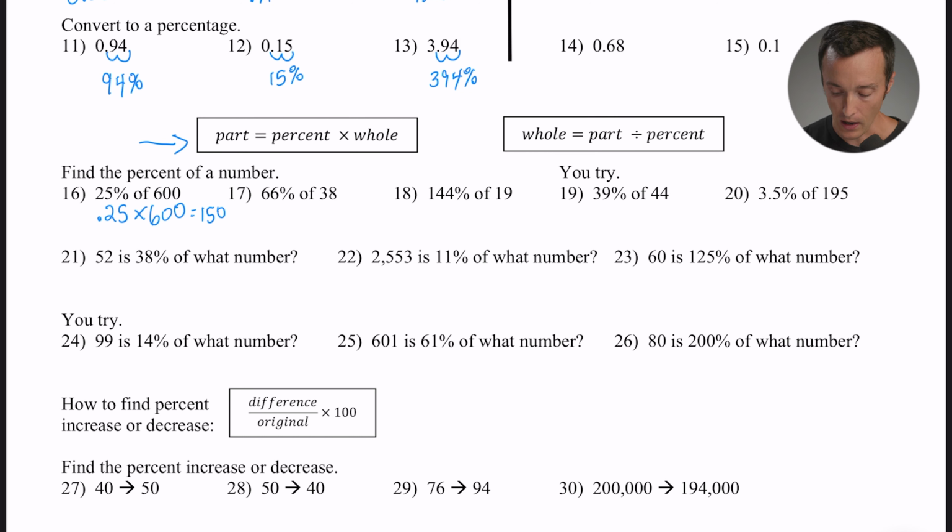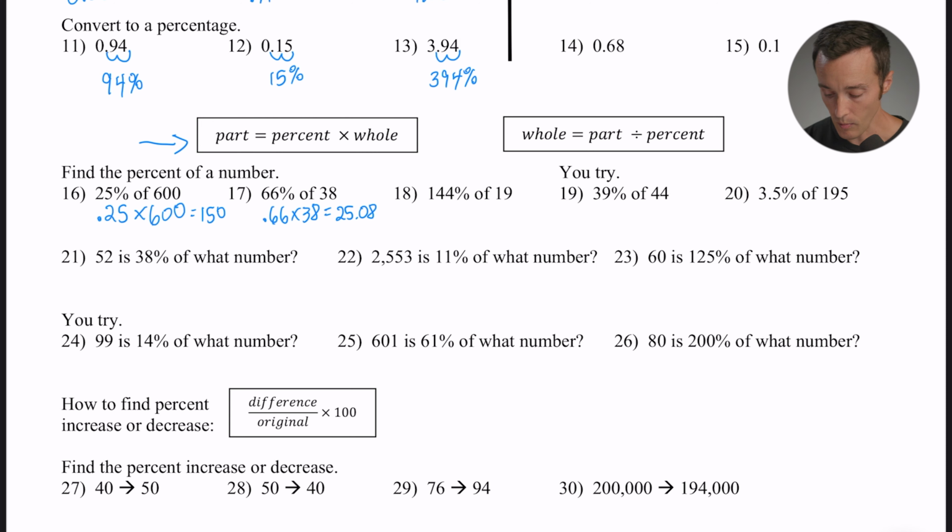They want to find out what is 66% of 38. Take that percentage in its decimal form, 0.66, and just multiply it by 38. Again, you can use a calculator to help you with this. That works out to 25.08. So 66% of 38 is 25.08.